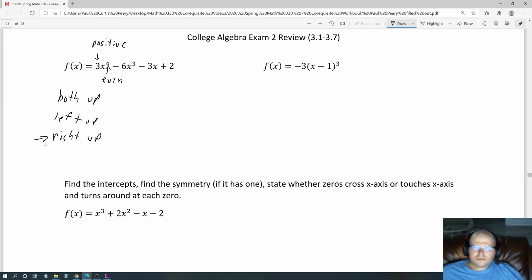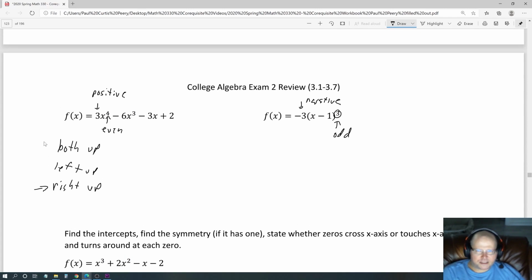Okay, so let's look at this one. What's the coefficient? It's negative. Okay, we need to look at that. Negative. And what power is it? It is third, so it is an odd power. So negative odd power. Let's scroll up and look at what that looks like.